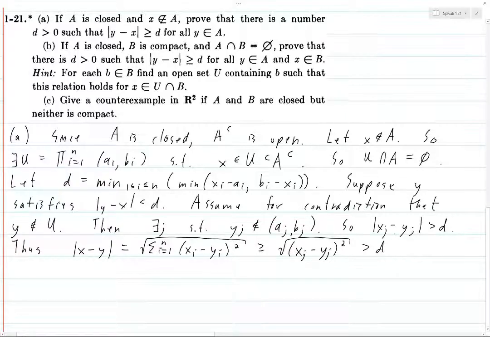And d is greater than the norm of x minus y. So we've proven that the norm of x minus y is strictly less than itself, which is impossible. Thus, y is in U.